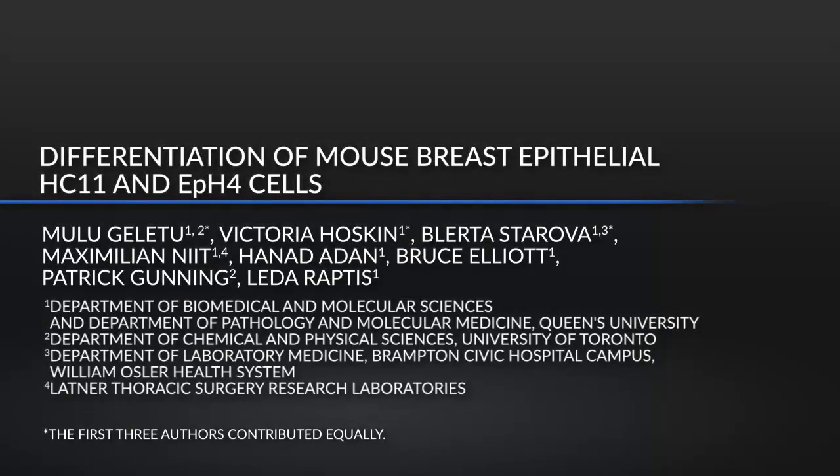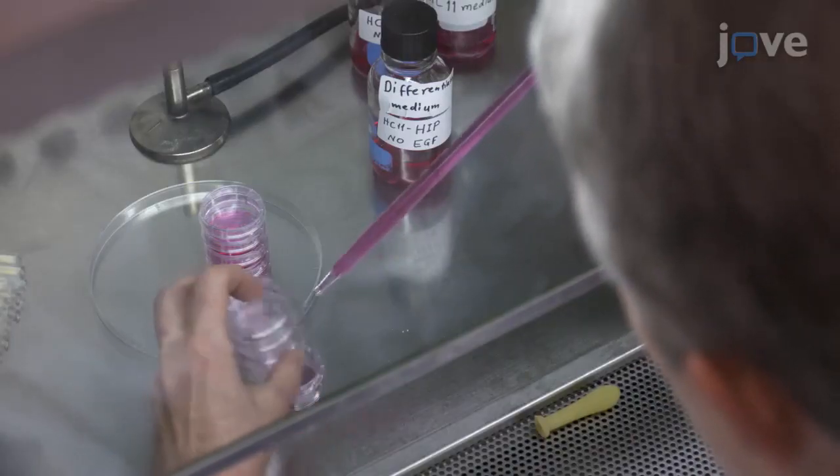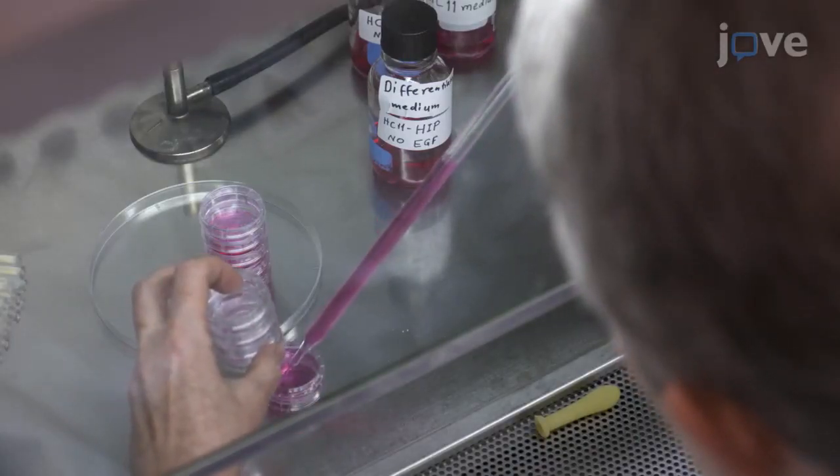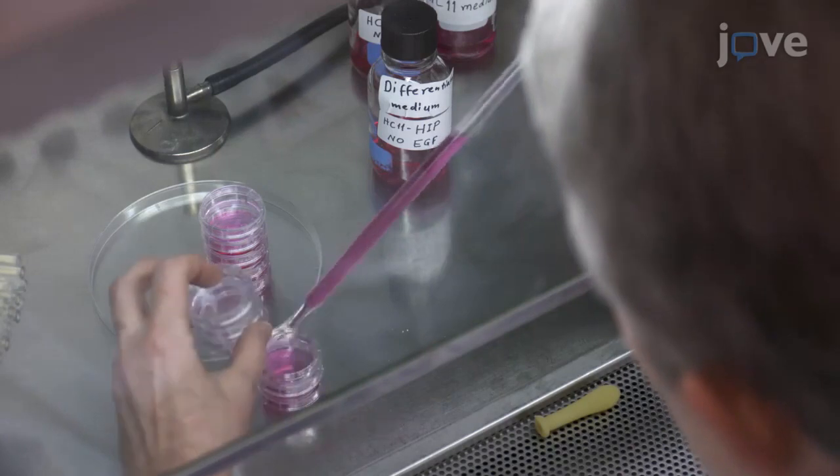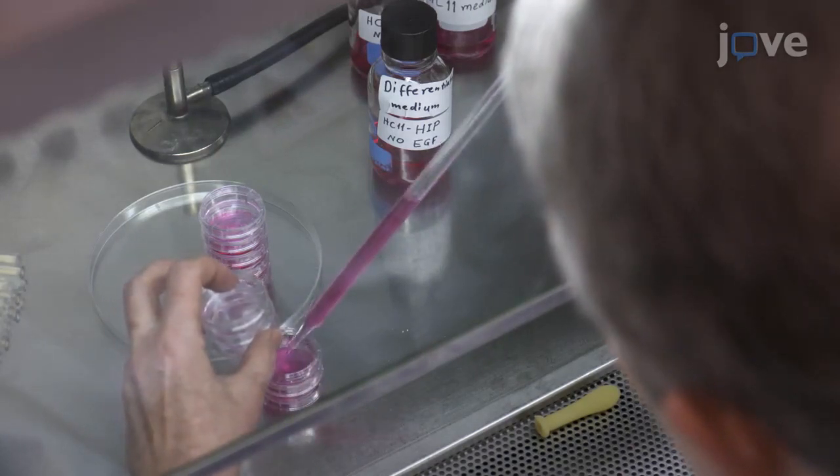The HC11 and EpH4 cells are mouse breast epithelial cell lines which can differentiate in culture. At the same time, these cells can be transformed by a number of oncogenes. These cells are ideal for the study of the interrelationship between differentiation and neoplastic transformation. These techniques can be used in signal transduction studies to discover targets for cancer therapy.